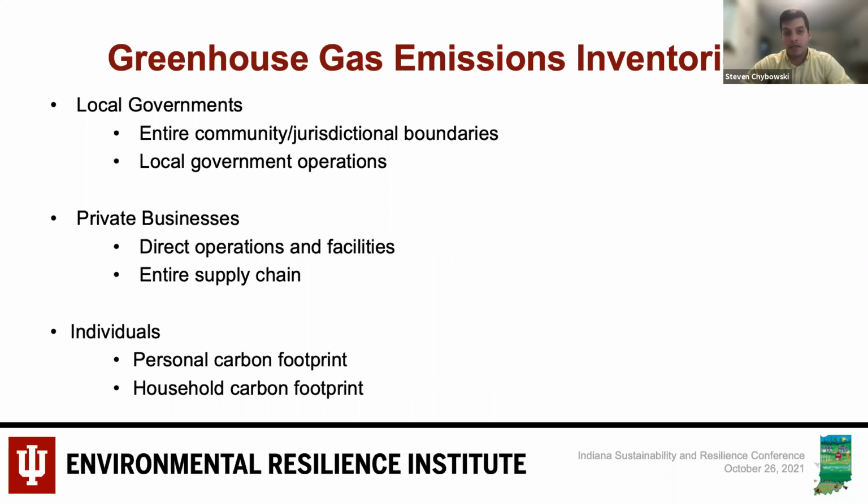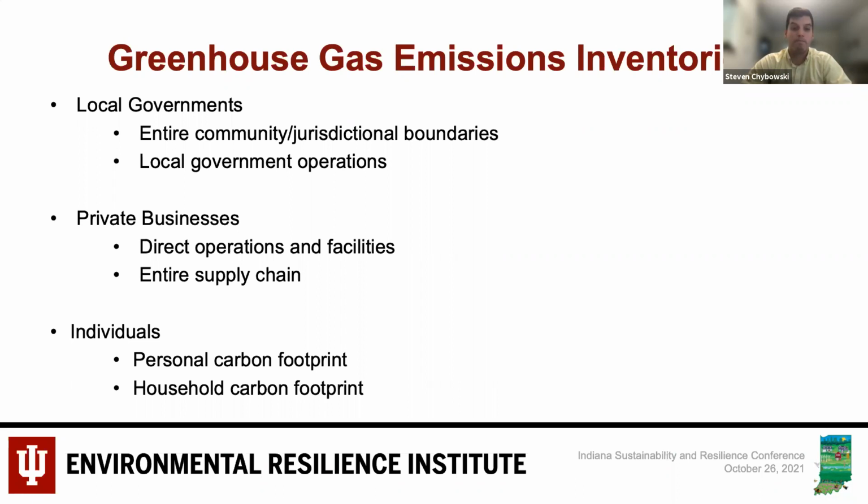And for a private business, they could look at doing their direct operations and facilities. Again, just those primary locations and resources that they use throughout their days. Or a private business could also look to do an inventory, taking into account their full supply chain and looking at the emissions that are produced from all the different materials that they source from all over the world or country. So those are some different things that a private business would need to consider when doing a greenhouse gas emissions inventory.